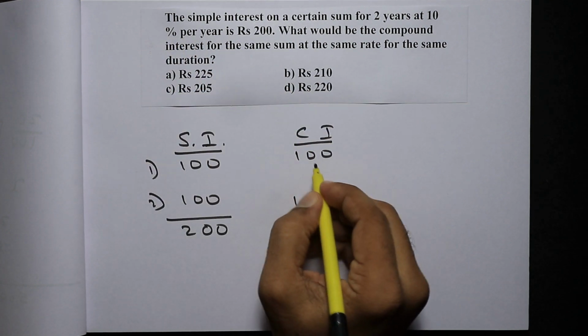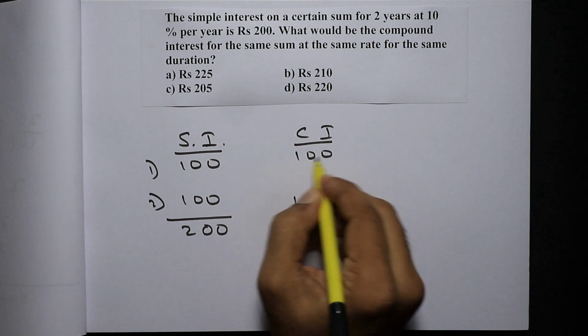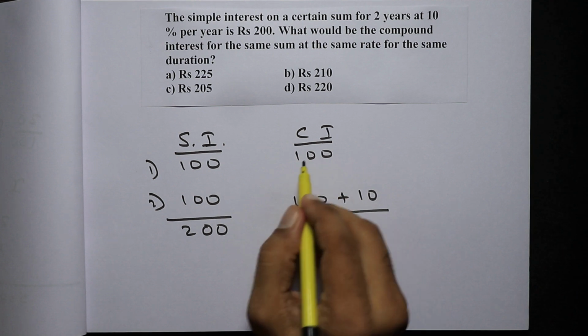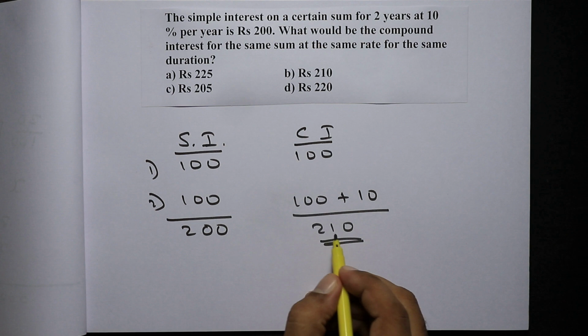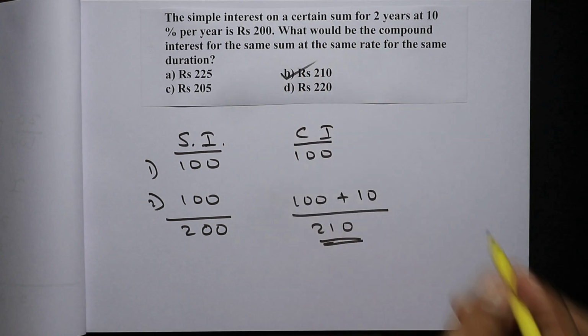So you will get 10% of this 100, 10% of the first year's interest also you will be getting. 10% of 100 is 10. So at the end of 2 years, compound interest will be 100 plus 100 plus 10, that will be 210. So compound interest for 2 years will be 210, that is option B.